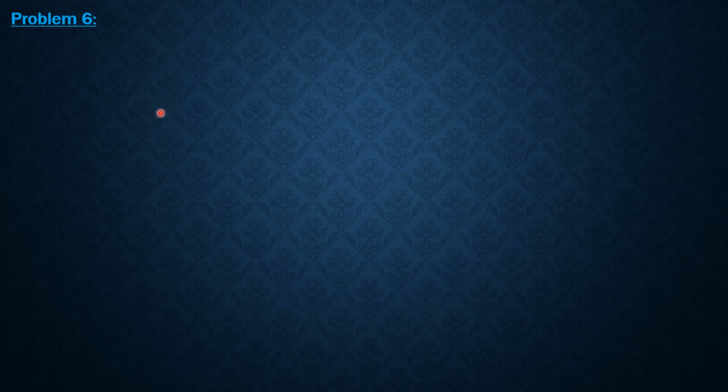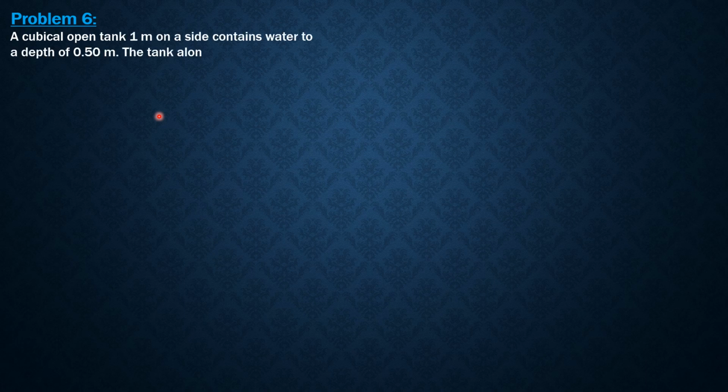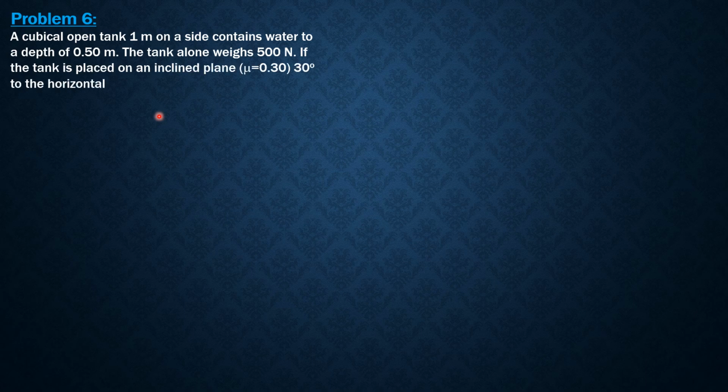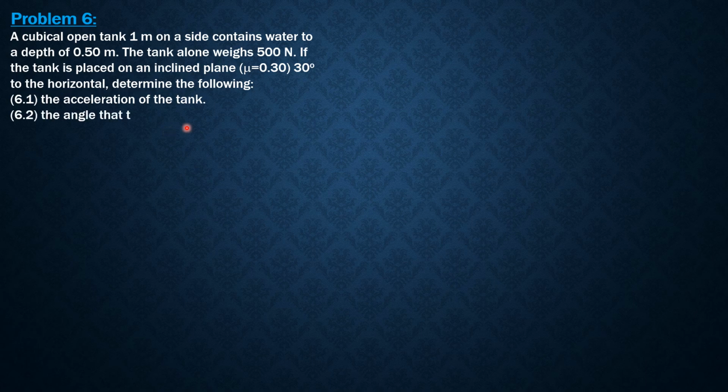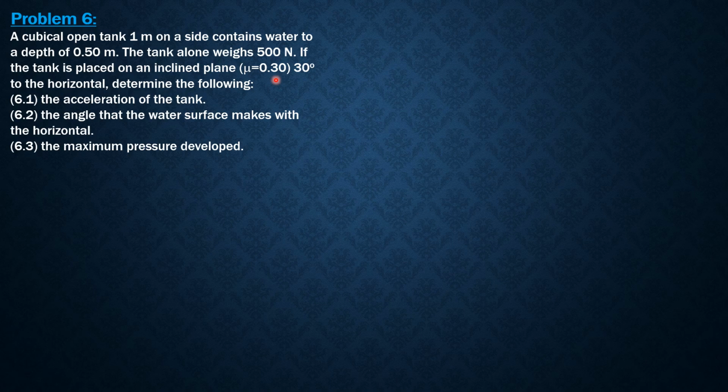Here is the problem. A cubical open tank 1 meter on a side contains water to a depth of 0.5 meter. The tank alone weighs 500 newtons. If the tank is placed on an inclined plane with coefficient of friction 0.3, 30 degrees to the horizontal, determine the following: the acceleration of the tank, the angle that the water surface makes with the horizontal, and the maximum pressure developed.